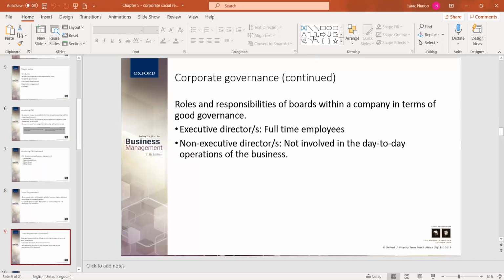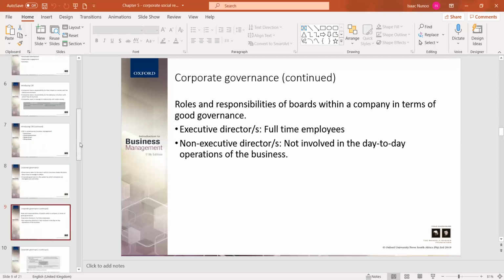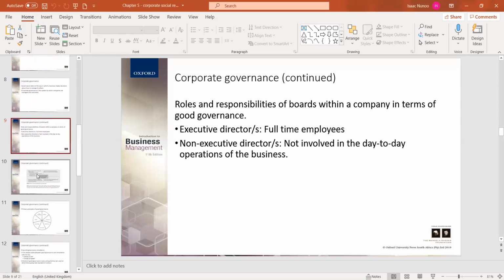So basically, what I've discussed so far are some of the concepts in terms of the responsibility nature of the board and how it is being run, the executive and non-executive roles. I have discussed this section.